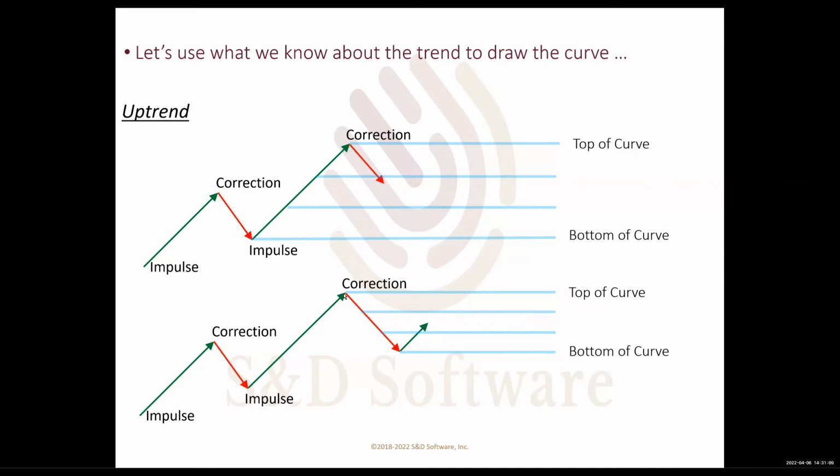Now, the swing highs and swing lows at these points are often called candles in control. And you'll probably hear me refer to that later.